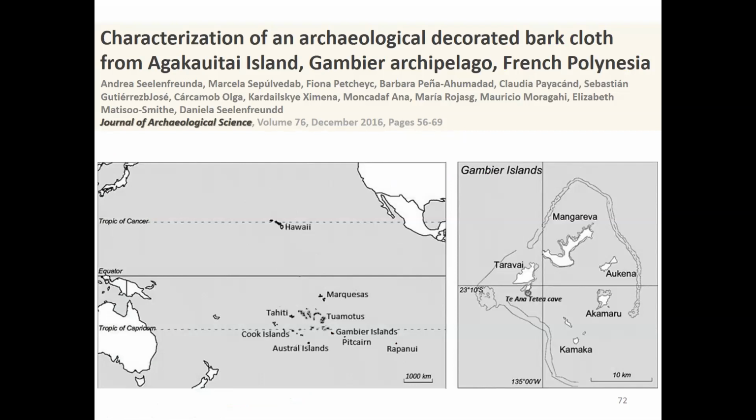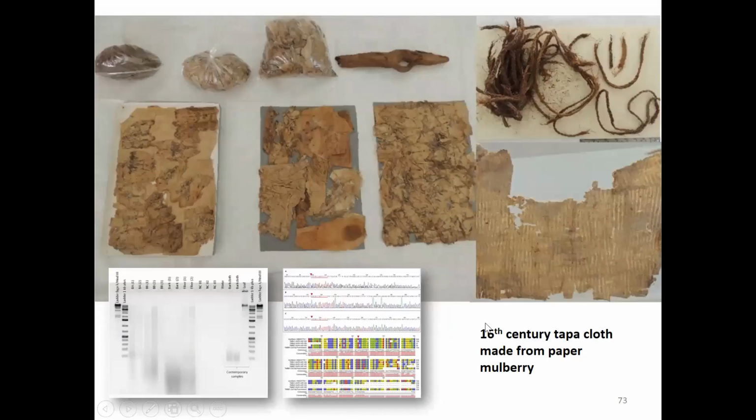And then we want to know when the paper mulberry was transported into the Pacific. Our colleague Selen and her team, a few years ago, found a tapa cloth, basically a 16th century old tablecloth, on the island of Tahiti. They used carbon dating to show that it was from the 16th century. And based on DNA analysis, they also know this cloth was made of the paper mulberry tree, suggesting that in the 16th century, paper mulberry tree was already present in the Pacific islands.